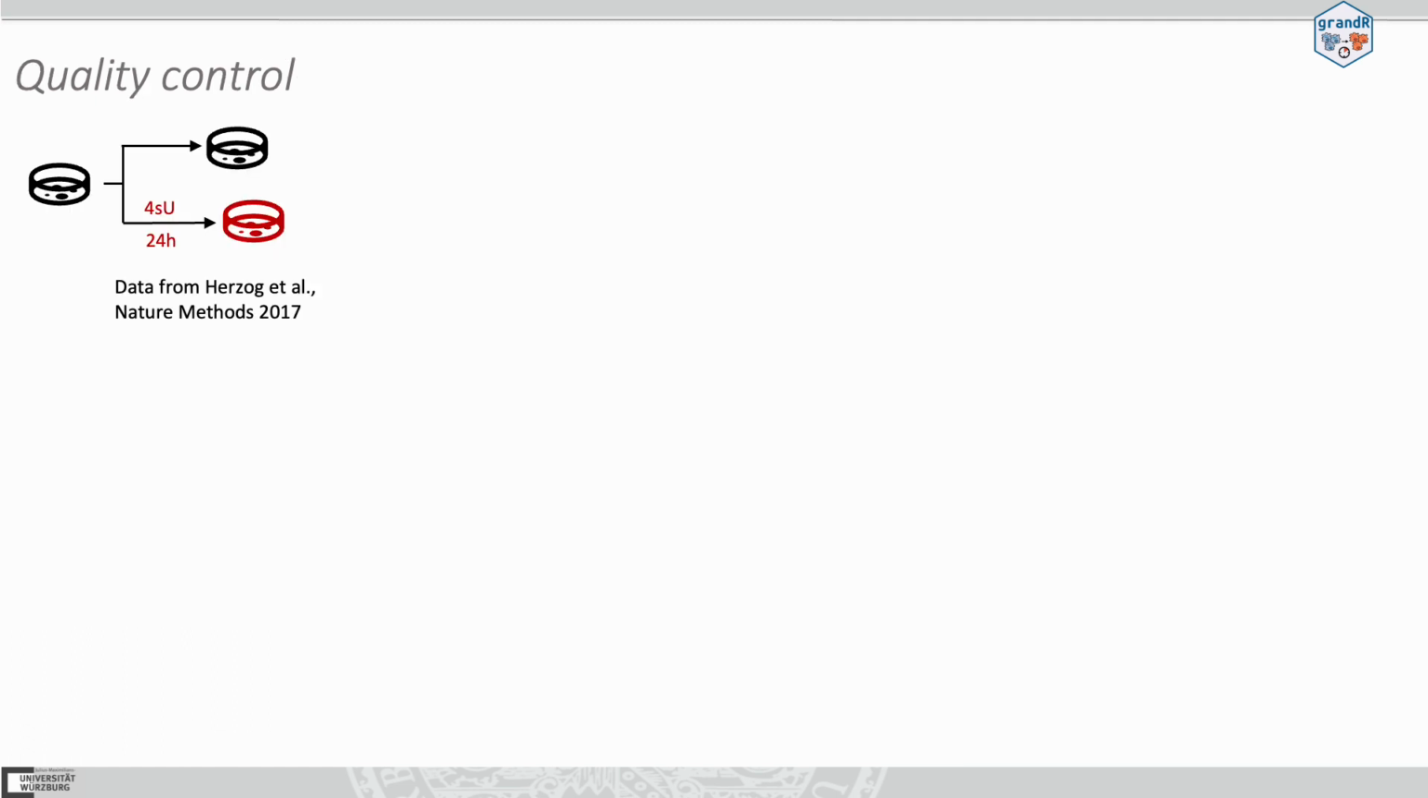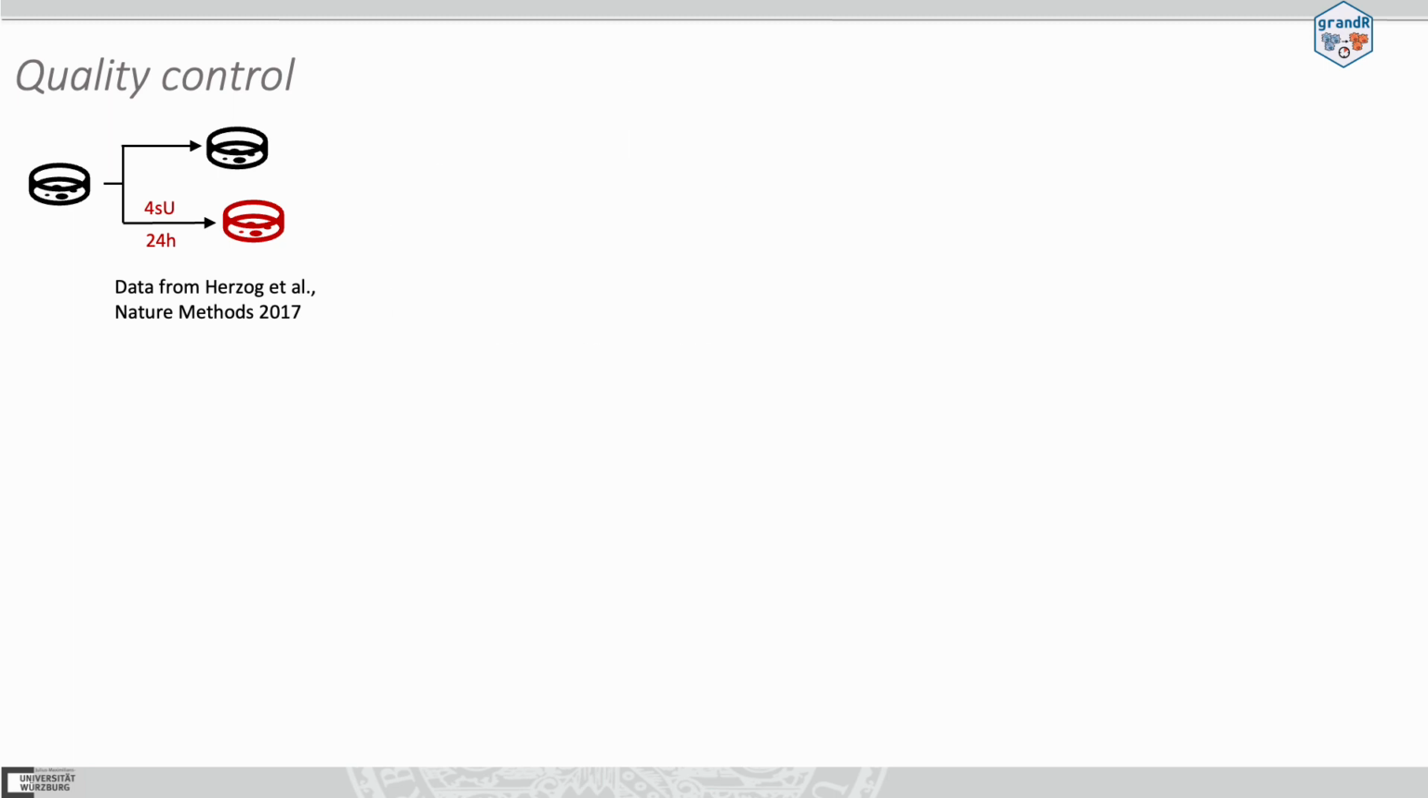Since high concentrations of 4-SU or labeling for extended periods of time can affect cell viability or RNA metabolism, quality control measurements for this type of data are needed. To control for such effects, in grandR we compare 4-SU labeled samples with equivalent 4-SU naive control samples. To showcase this, we analyzed here a dataset in which mouse embryonic stem cells were treated with 4-SU for 24 hours in a pulse chase experimental setup in order to estimate RNA half-lives.